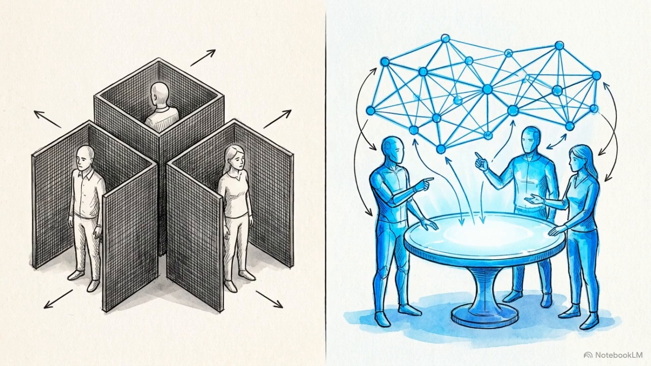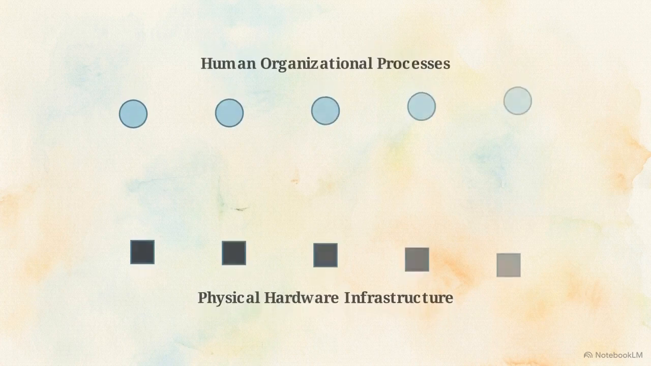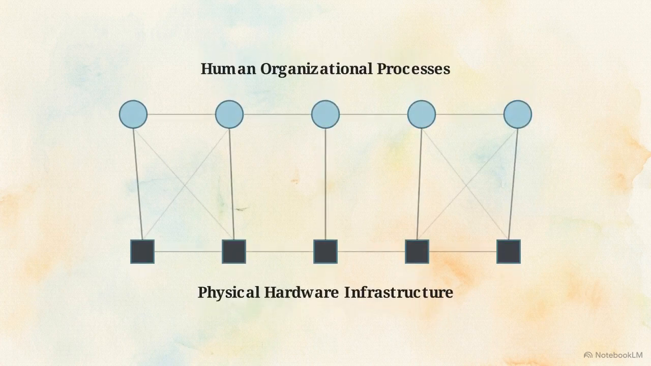Solving these structural and communication failures requires an engineering approach known as adaptive network-oriented modeling. This is a computational shared mental model. It maps physical hardware alongside human organizational processes, linking things like learning and forgetting directly to the servers.